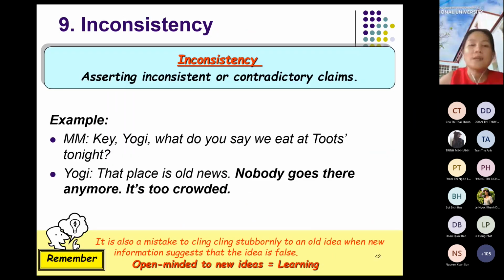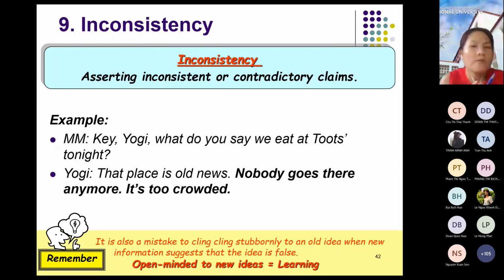Now, last but not least is the inconsistency. I like to come up to this one because I'm going to pick a very funny story or example to play with. The inconsistency happens when in our arguments we assert inconsistent or even contradictory claims. The contradictory claims here are more like the ones in the premise, aren't they?